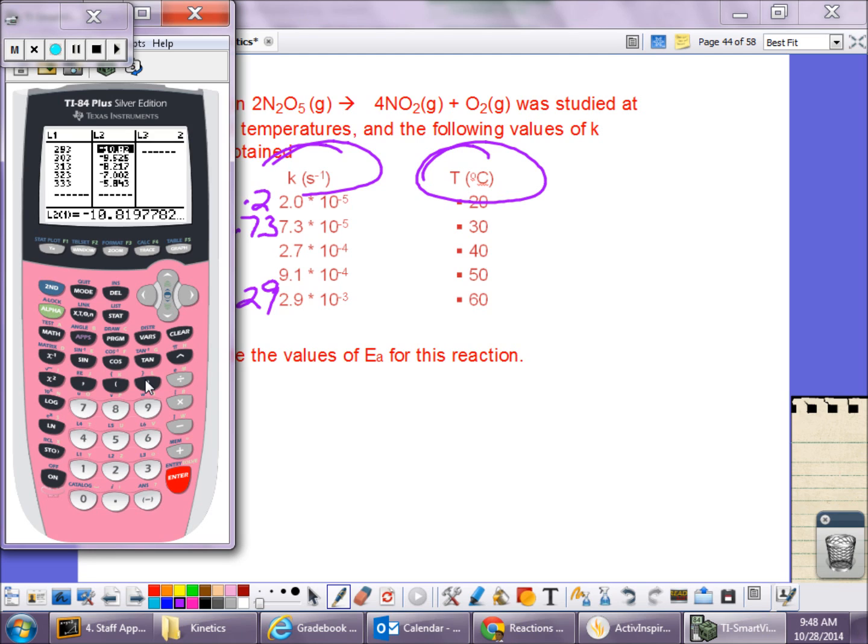Let's go back on top of L1, because what we have here is Kelvin, but we need the reciprocal of the Kelvin. So go on top of L1 and then do L1 reciprocal. Yes, enter. Now we have them the way they should be. We have the reciprocal of L1 as our x. We have the natural log of K as our y.